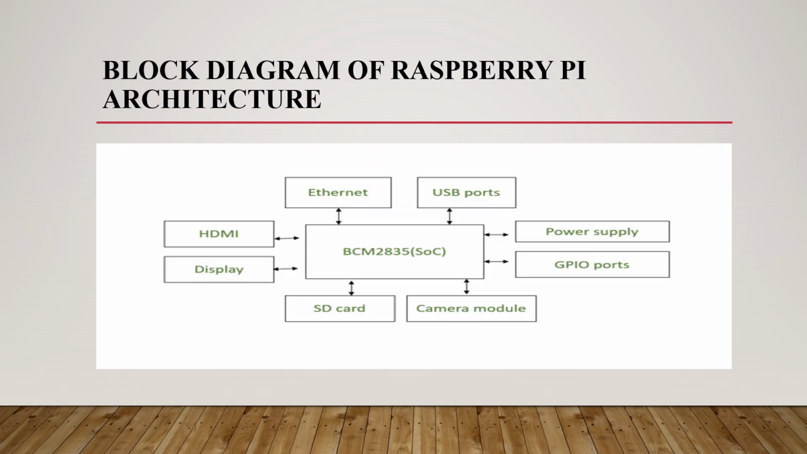This is the block diagram of the Raspberry Pi architecture where we are using the BCM2835, which is externally connected to the Ethernet and USB ports, and it is also connected to the SD card and camera module. Internally it is also connected to HDMI and display. It is also connected to the power supply and GPIO ports.